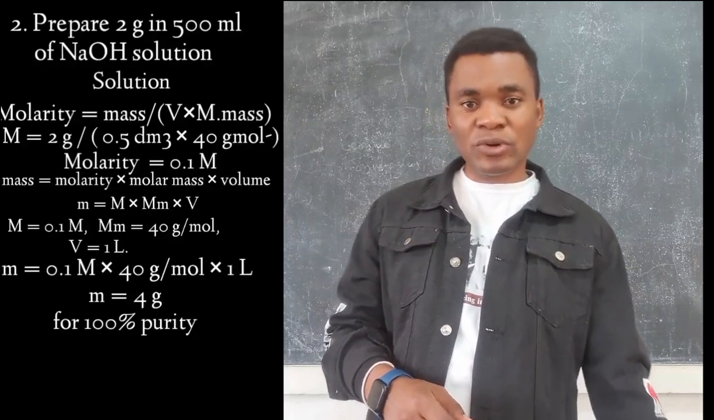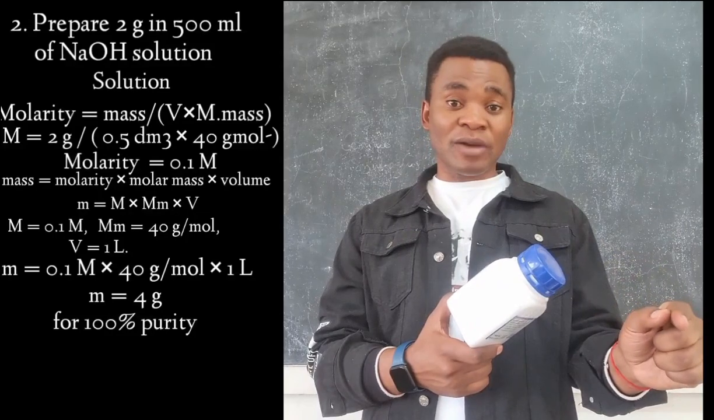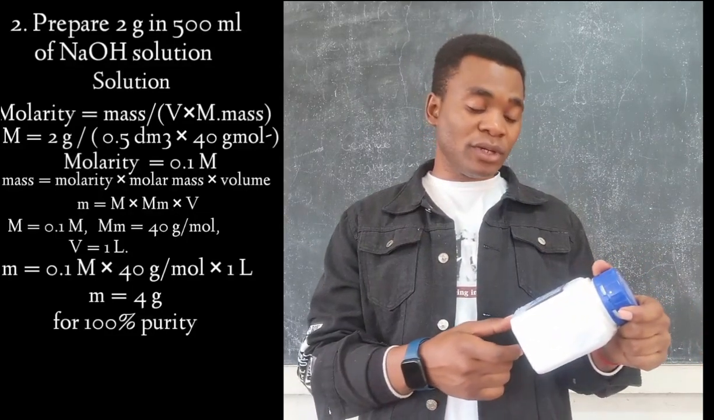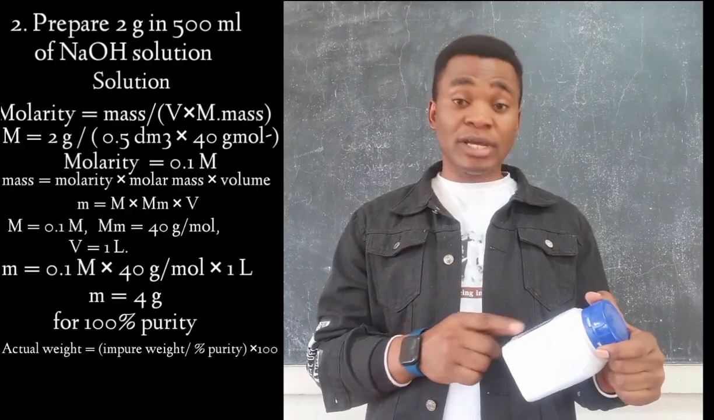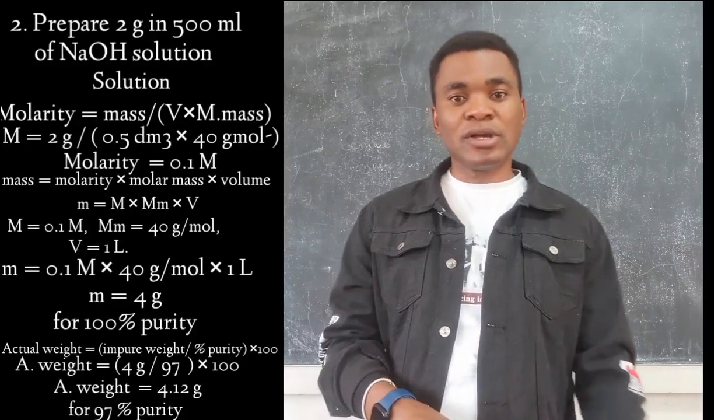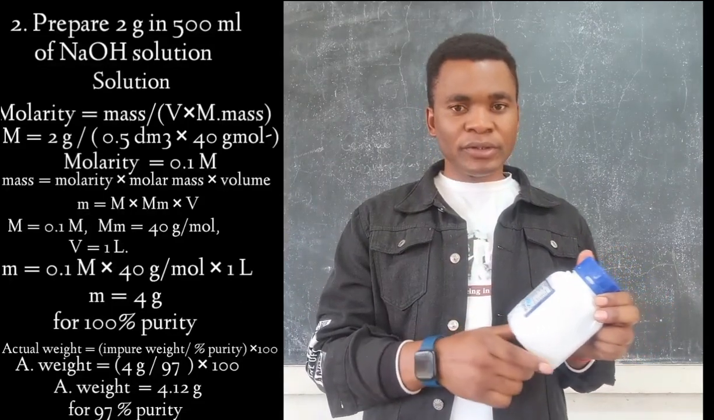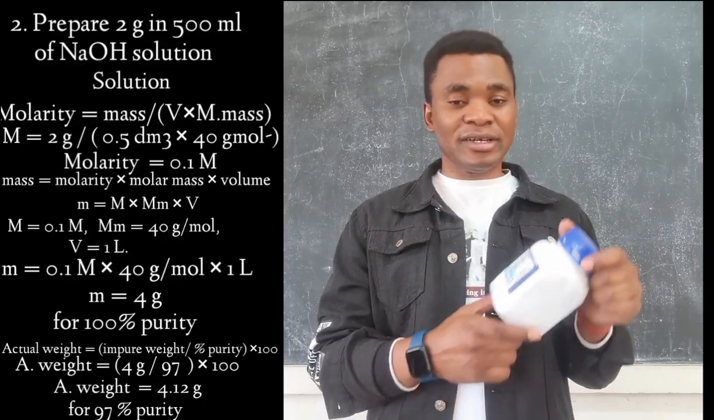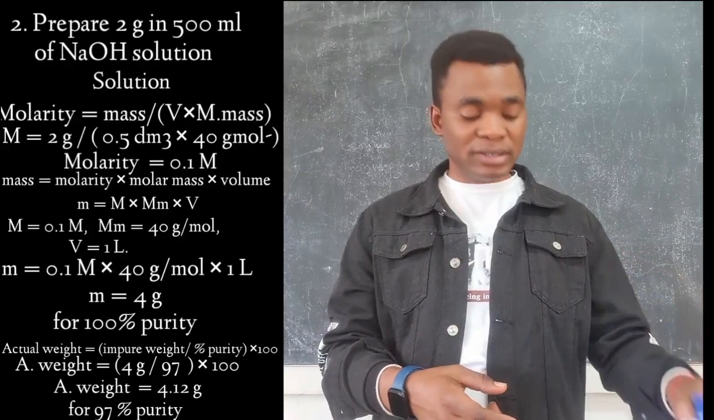Again, because this is impure, being 97% pure, not 100% pure, we cannot use this 4 grams directly. It will be less than 4 grams. We should find the actual weight using the formula which says actual weight is equal to impure weight divided by percentage purity times 100, and we get 4.12 grams. For this sodium hydroxide, instead of using 4 grams, we need to use 4.12 grams to get exactly 0.1 moles of sodium hydroxide solution, about 1 liter.